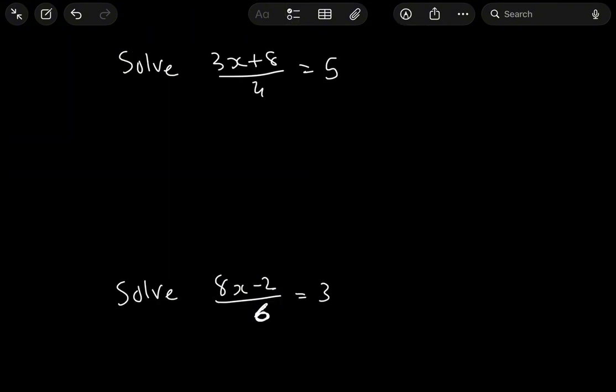Here are 2 questions for you to go through and see if you can do it. If you can't, go back to the other examples and compare. It's the same method, just different numbers. Now I'm going to go through them. First, we must multiply by 4.